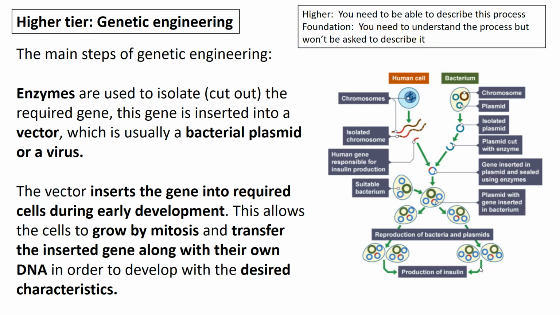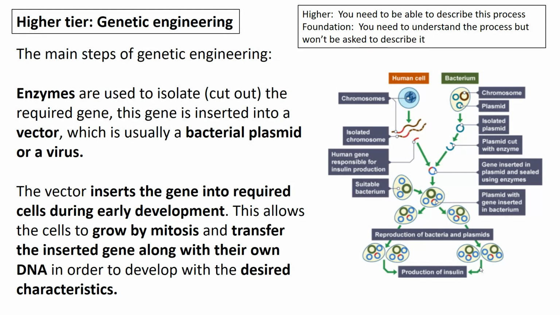This vector inserts the gene into the required cells during an early stage of development. So normally at the embryonic stage, if you're looking at animals, or it's very easy to do in bacteria at any point. These cells then grow by mitosis, and because they grow by mitosis, they copy all of the genetic information into the new cells they produce, including the one that has been transferred.